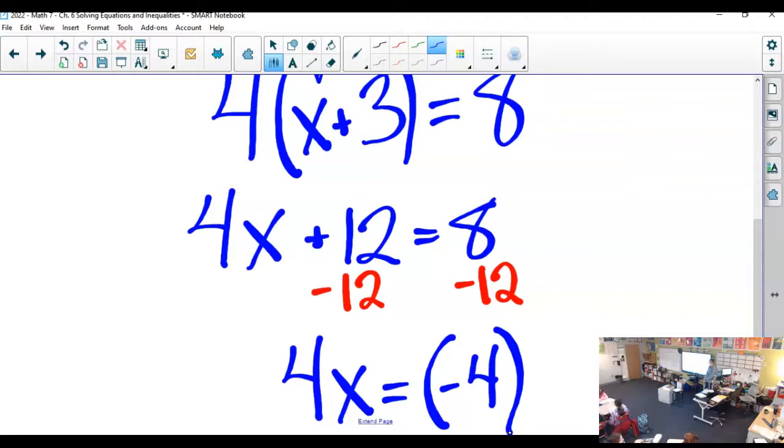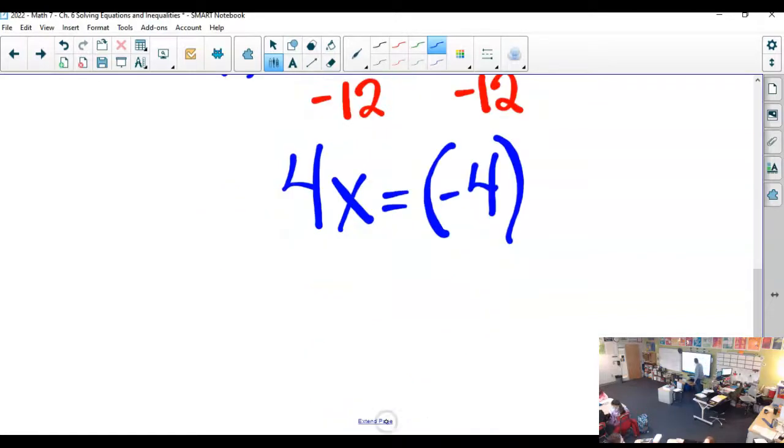What do I do now to turn 4x into 1? I was about to say, Marina, real tempted to call on you since you're doing your hair back there. Divide by 4.